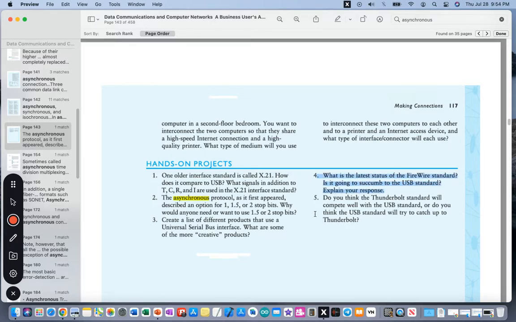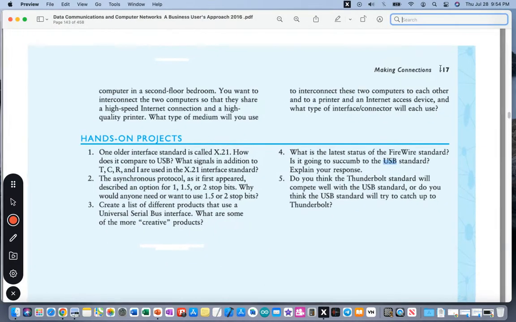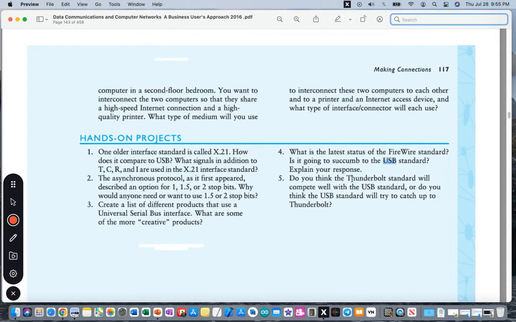Explain your response. The FireWire is really not widely used because it's not really distributed, and USB has so many variations. It has USB 1, 2, and 3, and it has USB A, B, C, and D, and mini USB. So it's widely adopted, and it proved itself as a de facto standard more than the FireWire. The FireWire is like disappearing.